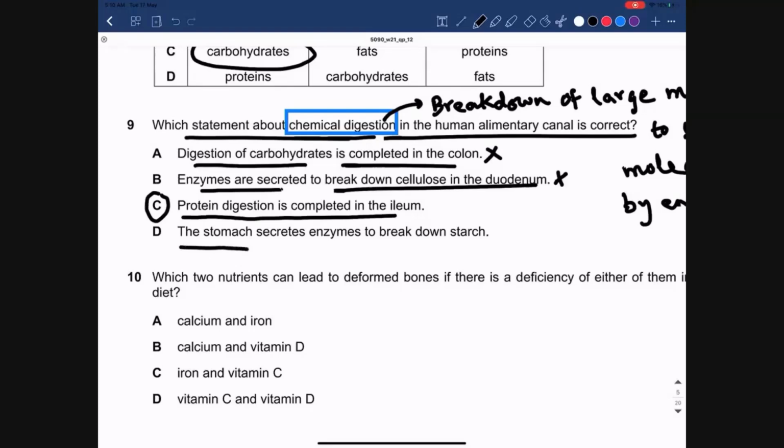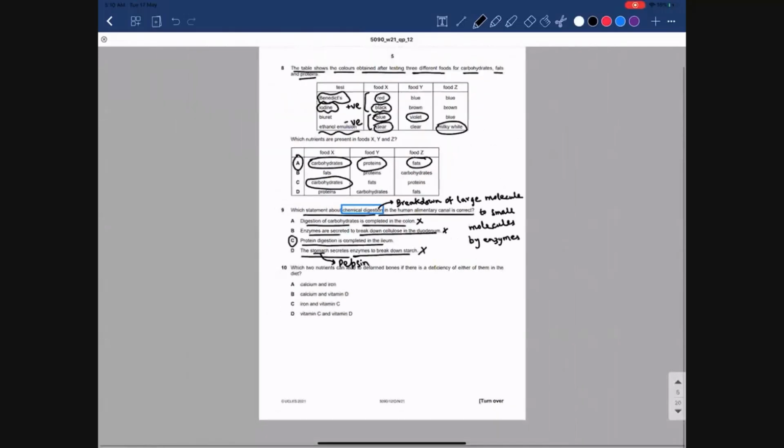The stomach secretes enzymes to break down starch. This is wrong, because the stomach secretes an enzyme called pepsin, and pepsin breaks down proteins. It's a protease. It does not break down starch. So starch breakdown does not occur in the stomach. This is a wrong statement. The answer is C.